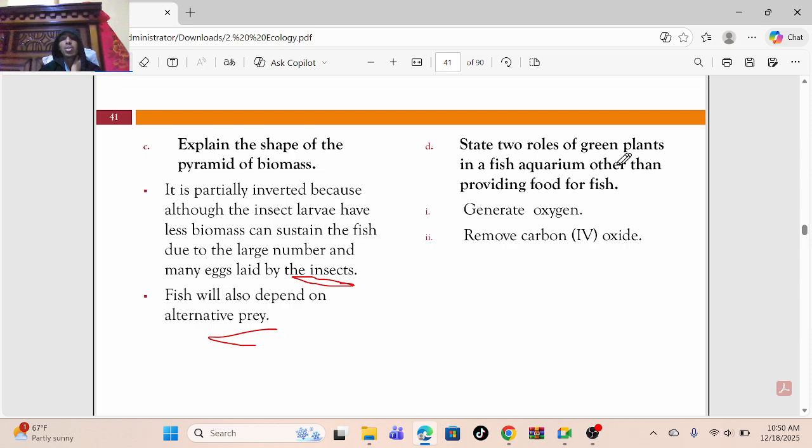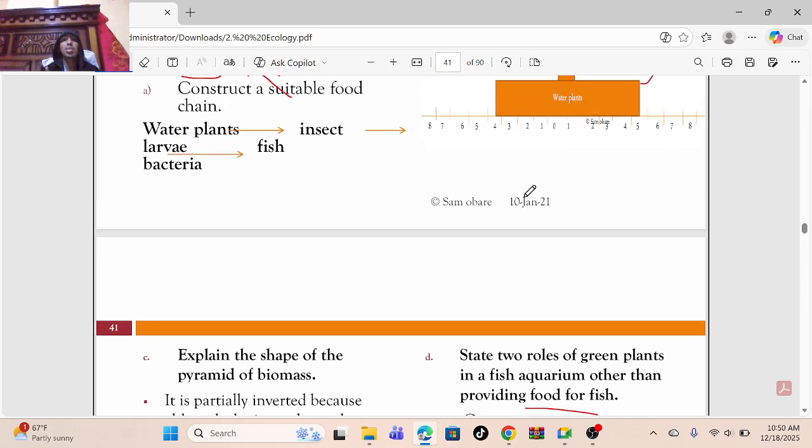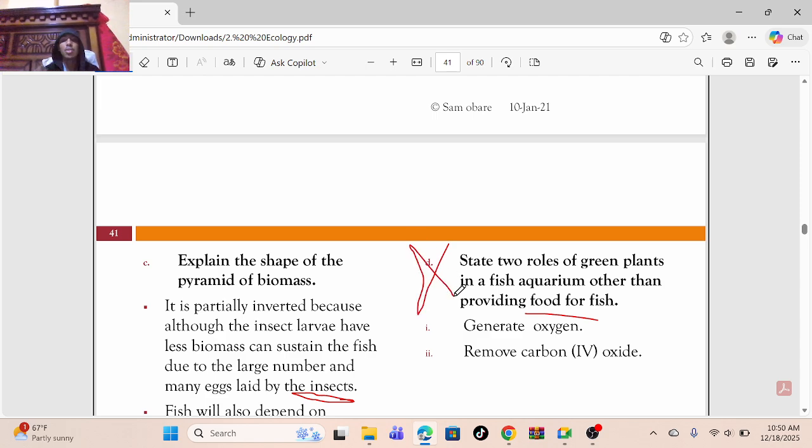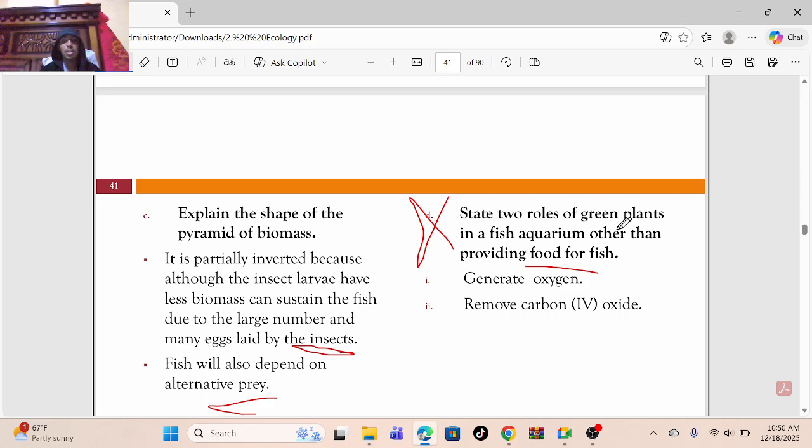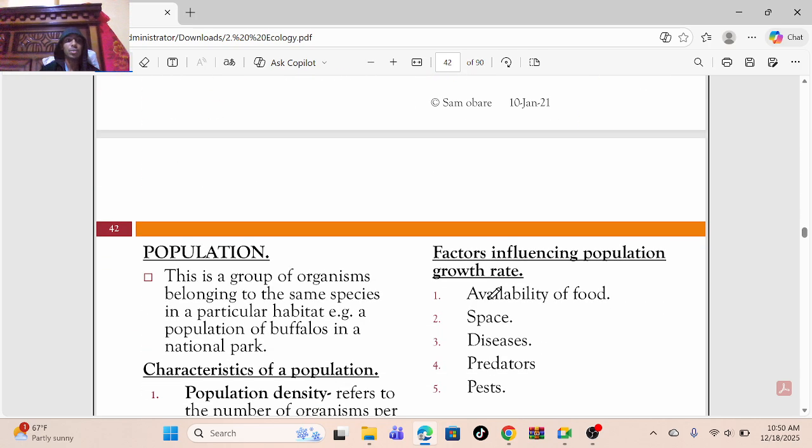State two roles of the green plant in the fish aquarium other than providing food for fish. Very common question. Hii swali hata sometimes hawakuulizi under this question, watakuuliza peke yake: the importance of plants in a fish aquarium. Number one, they provide oxygen. Fish aquarium ni mahali ya fish tu kama pond. So number one, they generate oxygen. Wanapatia oxygen. Number two, they remove carbon dioxide. Number three, they provide food.